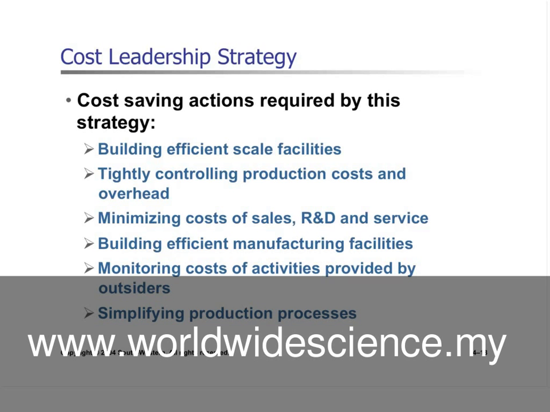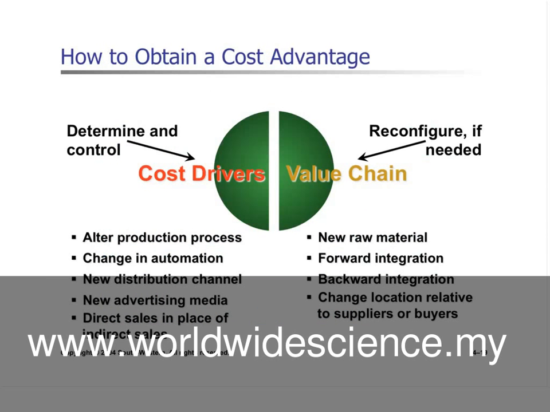Okay, so how to obtain a cost advantage. As we talked previously, our major concern is to gain competitive advantage. Cost advantage is also achieved in different ways. First, you need to know what your cost drivers are, the major things causing problems in your company. After that you need to change the production process, change automation, use a new distribution channel, new advertising media, or direct sales in place of indirect sales. All of these are different ways for you to deal with your cost drivers.